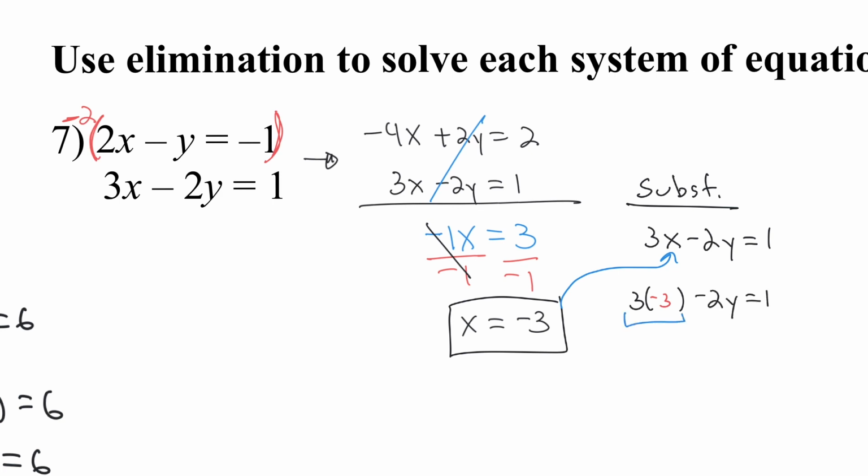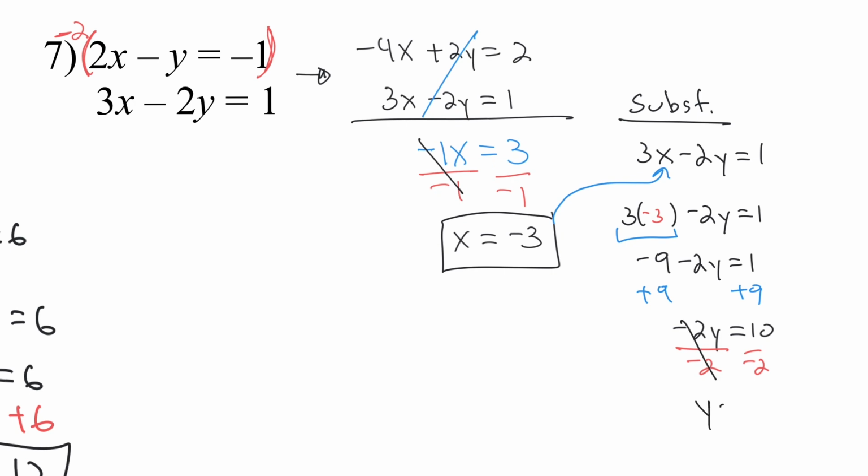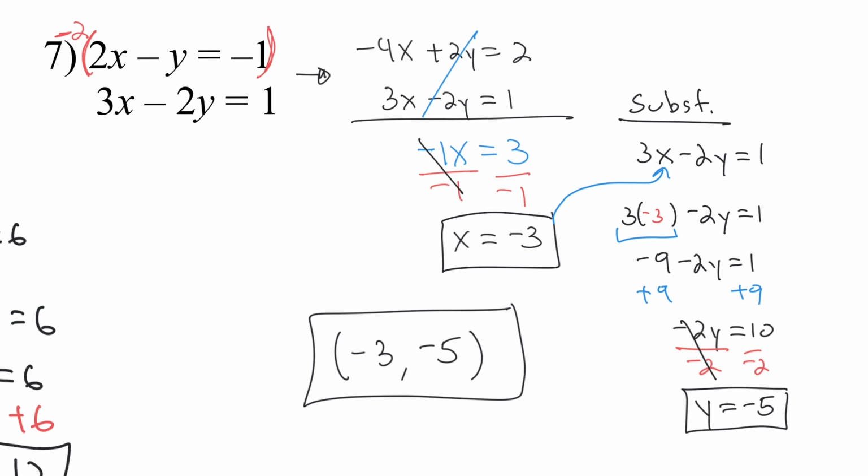You guys multiply right here. 3 times -3 is -9 minus 2y equals 1. You guys add 9 to both sides. So we get -2y equals 10. 1 plus 9 is 10. And now you guys divide by -2 on both sides. And you guys will get y equals -5. So for our answer, it has to be inside parentheses. The x goes first, -3. And the y goes second, -5. So my answer will be (-3, -5). Remember the order. x is first and then the y.